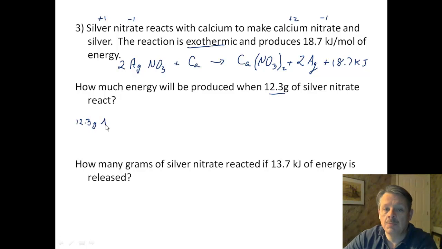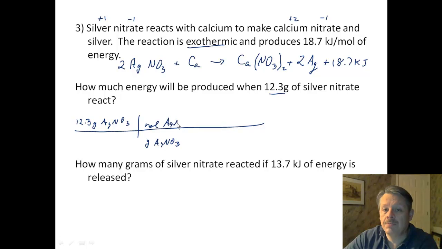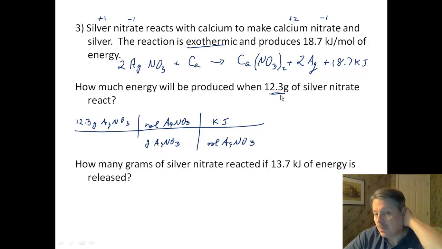12.3 grams of silver nitrate. And I have to get rid of grams of silver nitrate. And I have to go to moles of silver nitrate. And then I have to get rid of moles of silver nitrate and go to kilojoules of energy. I'm going to have 3 sig figs in my answer here.